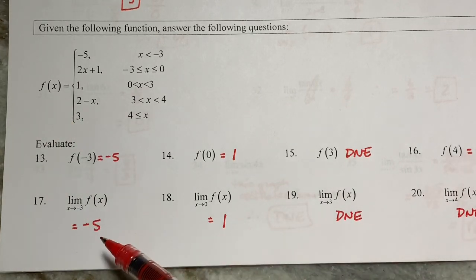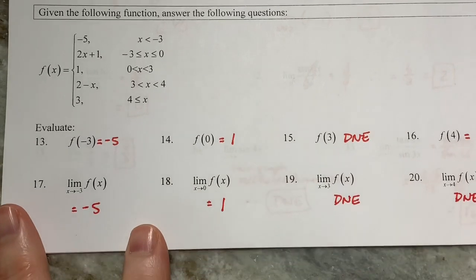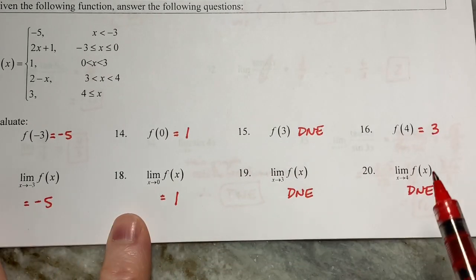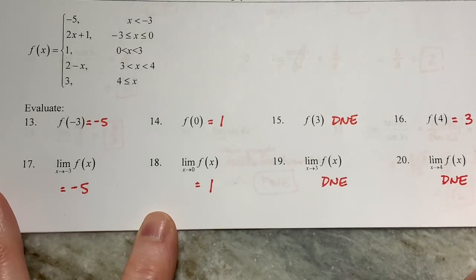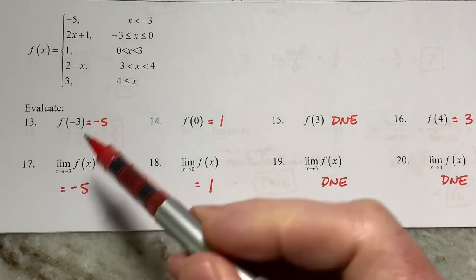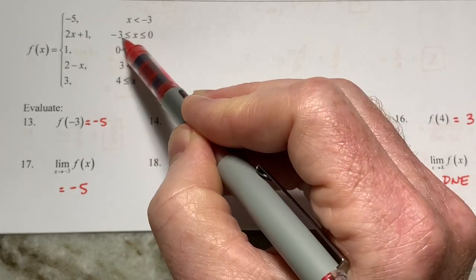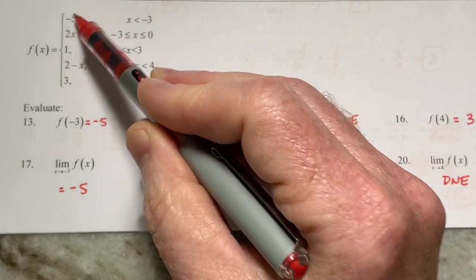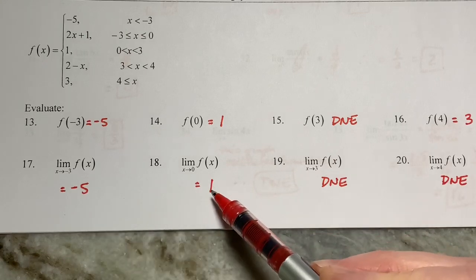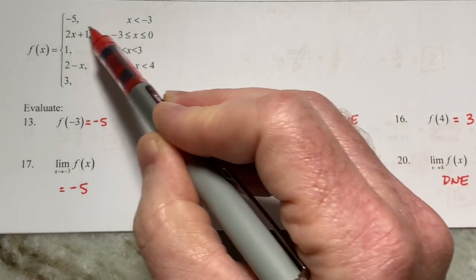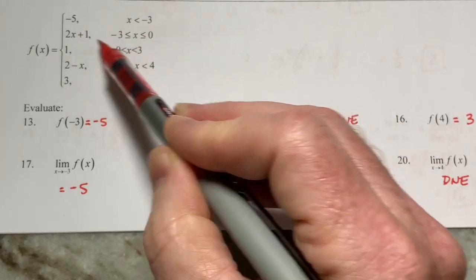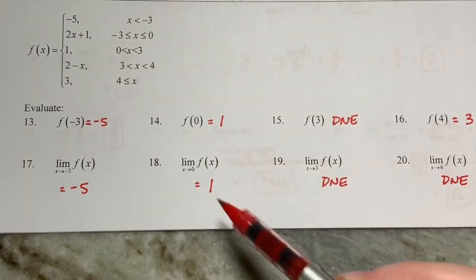Now this asks about the limits, okay? So for number 16, that was a 3. Number 17, the limit as I approach -3, I'm going to have to check from both sides. So from the left, it's -5. From the right, it's also -5. Since they match, the limit's -5. At 0, from the left, it's 1. From the right, it's 1. Left and right are the same, must be 1.